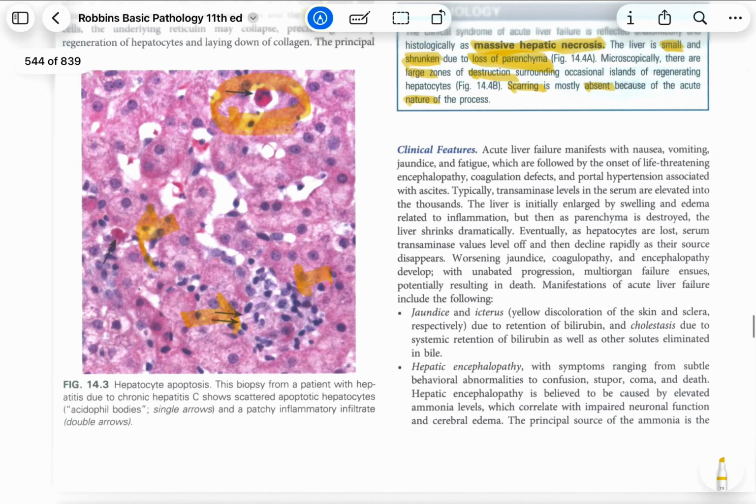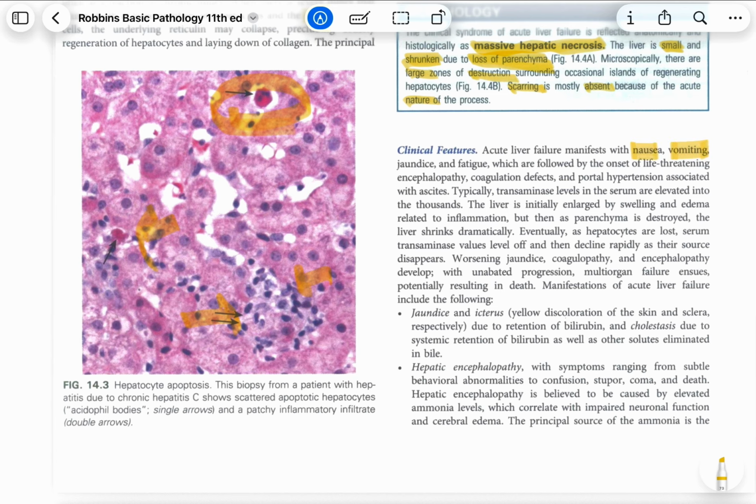If we talk about the clinical features, the liver failure manifests as nausea, vomiting, jaundice, and fatigue, which is followed by the onset of life-threatening encephalopathy, coagulation defects, and portal hypertension associated with ascites. Typically, the transaminase levels in the serum are elevated into thousands.